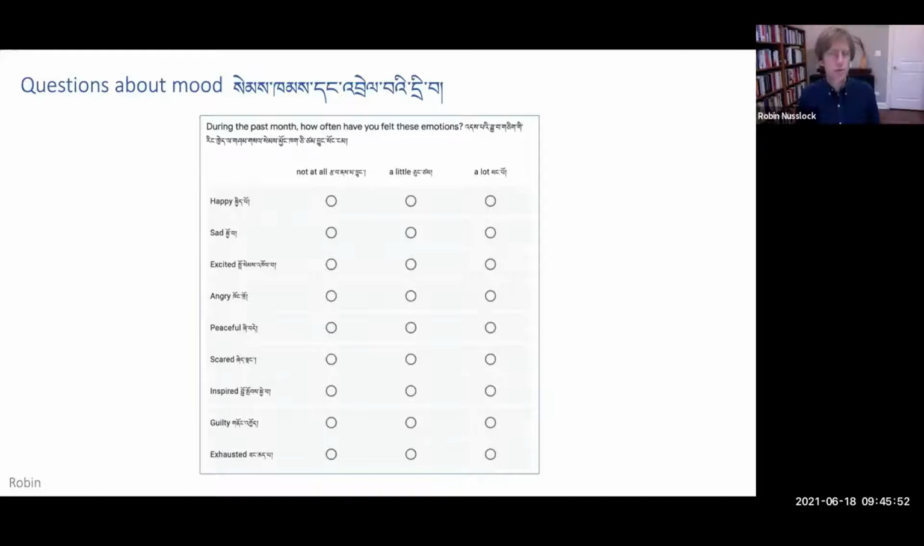In addition to neutral emotions, are there any other types of emotions that you think maybe are more frequently discussed in Tibetan cultures that we did not include on this questionnaire?